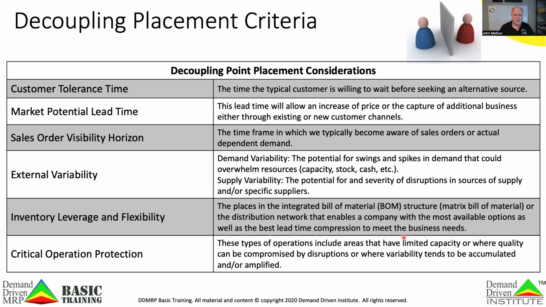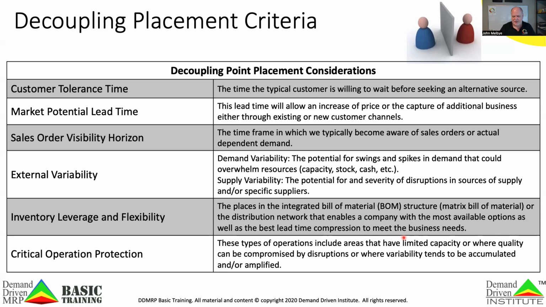How do we determine where we're going to place inventory? There are 6 different factors that help us understand, should we place inventory there or not. Customer tolerance time: how long is a customer willing to wait before they go and find somebody else who can provide that product? The market potential lead time: is there a chance to either capture additional business or allow a price increase because our lead time is much less than our competition? The sales order visibility horizon is the time in which we typically become aware of sales orders. In other words, does the customer give us the lead time we've asked for? Do they give us 2 days or 12 days? What kind of time frame do we become aware that we have a sales order?